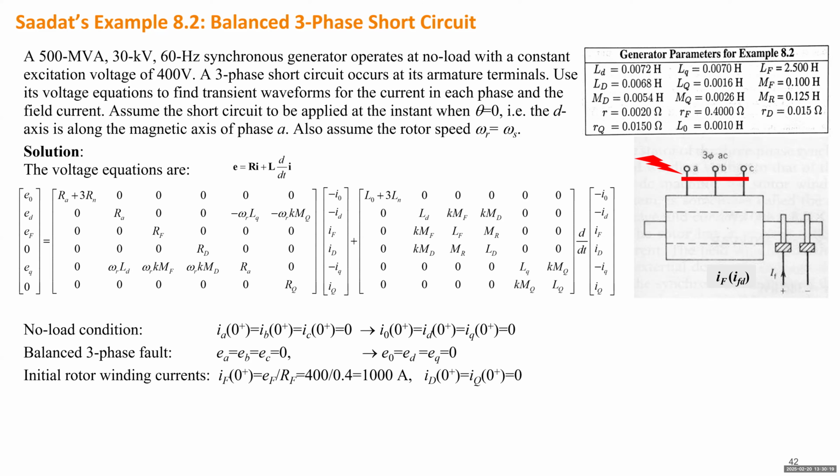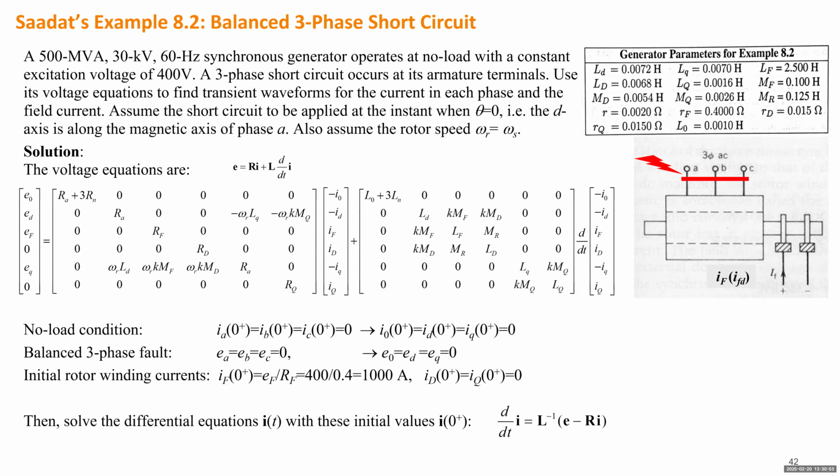And we know some initial values. For example, for the field winding current, we can do the calculation because the table gave you the field winding resistance, 0.4 ohm. Also, it gave you the field voltage, which is 400 volt. So you use this voltage and that resistance to calculate the initial field current. And for this case, the initial damper winding current has to be zero because it has no disturbance before time zero. So we need to solve this equation for current.